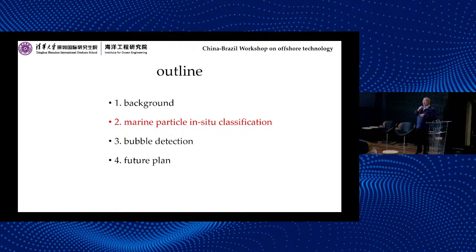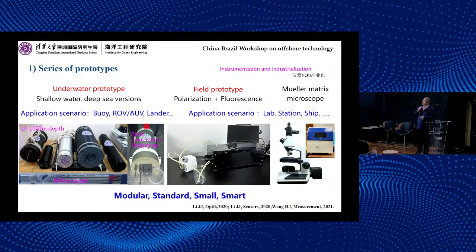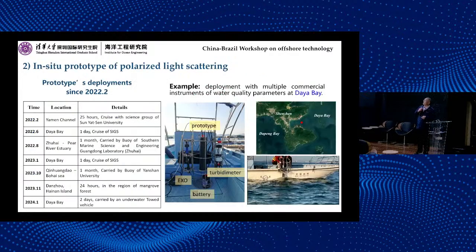Here I will show you very quickly the prototypes. Here are three kinds of prototypes. This is an in situ prototype that can work underwater, and this one can work in the lab or on a ship. And this is a special microscope. We have developed all the prototypes to be modular, standard, small, and smart. Here I will show you the deployment of my in situ prototypes.